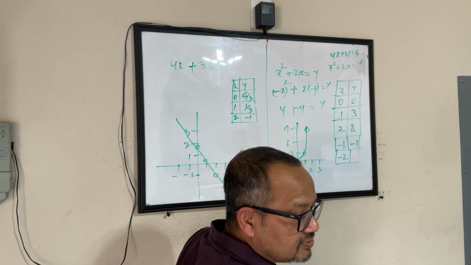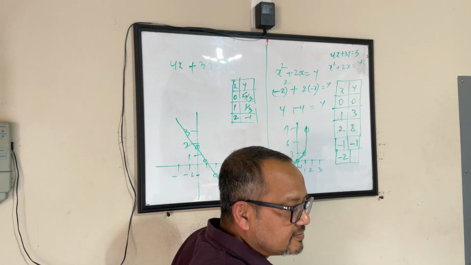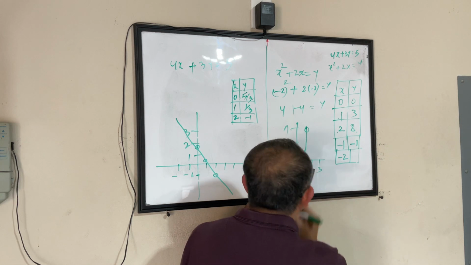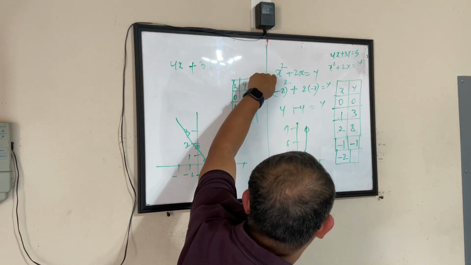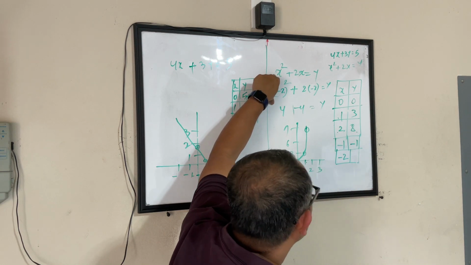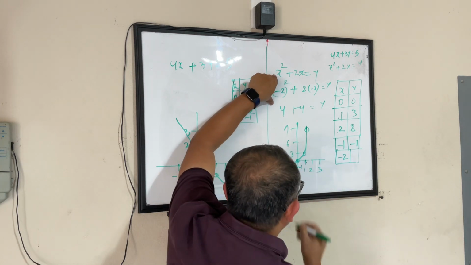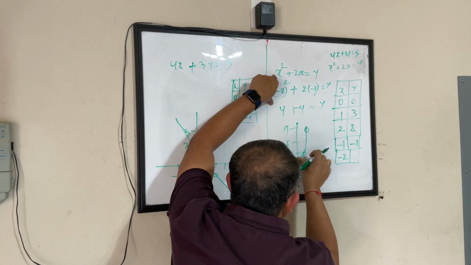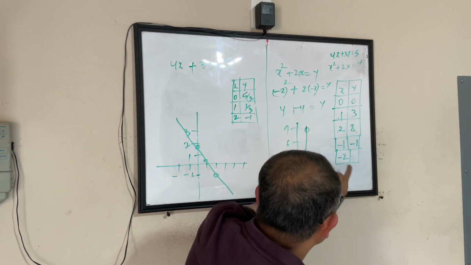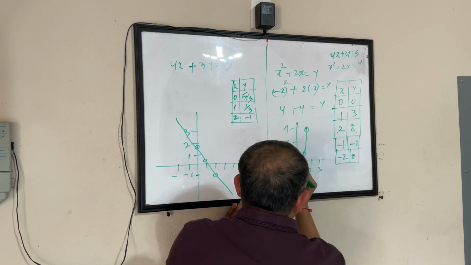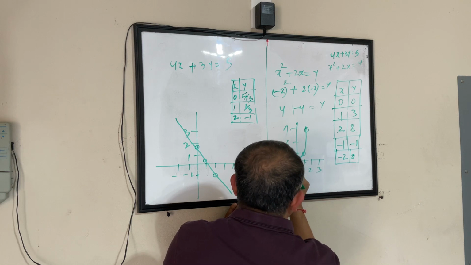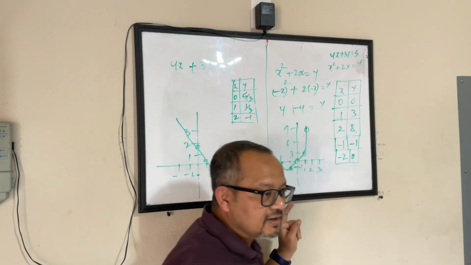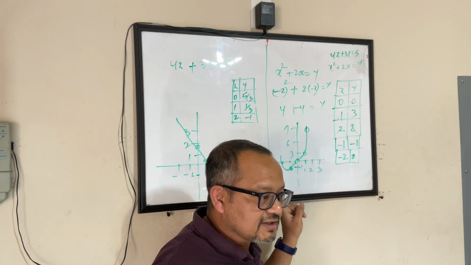So this became 0. Minus 2 squared, yeah. This is another point. So basically, when x is minus 2, y became 0. So this is coming back. Now this is certainly not a straight line.